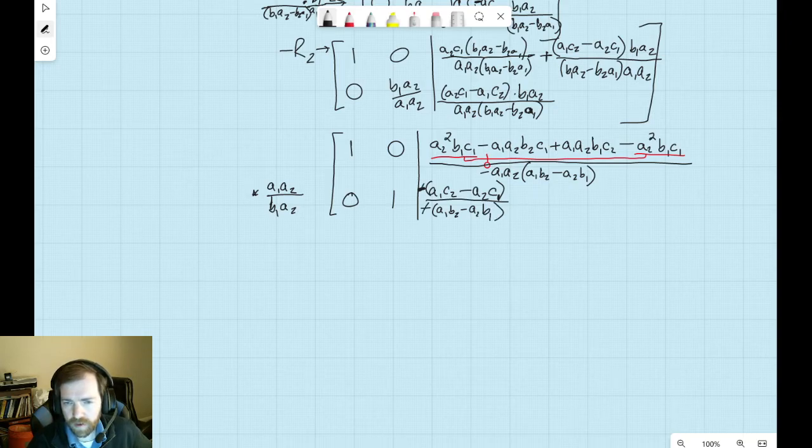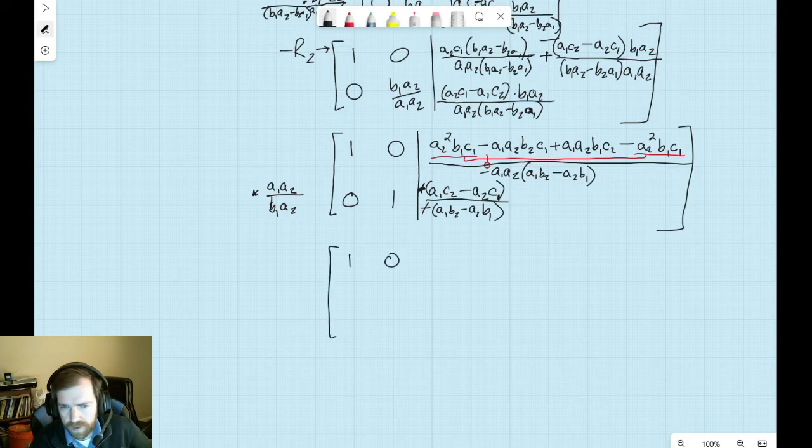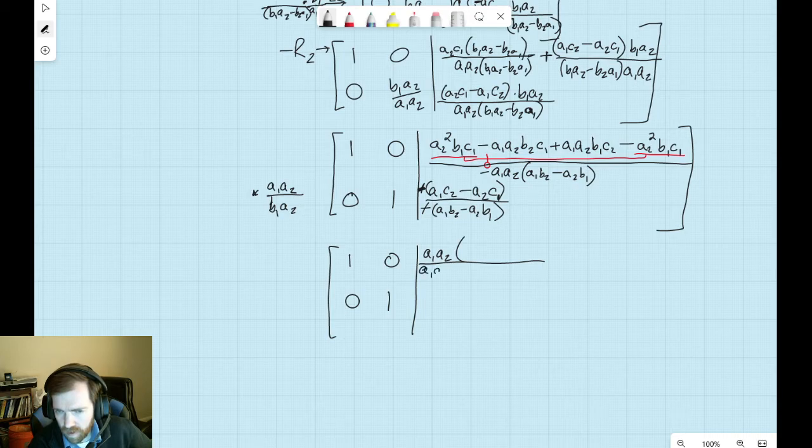Okay, that means that these are going to go away. So now we get 1001. Solution matrix is going to be here. Again, A1, A2 is factored out. A1, A2 here is going to go away. We get a negative in the bottom.